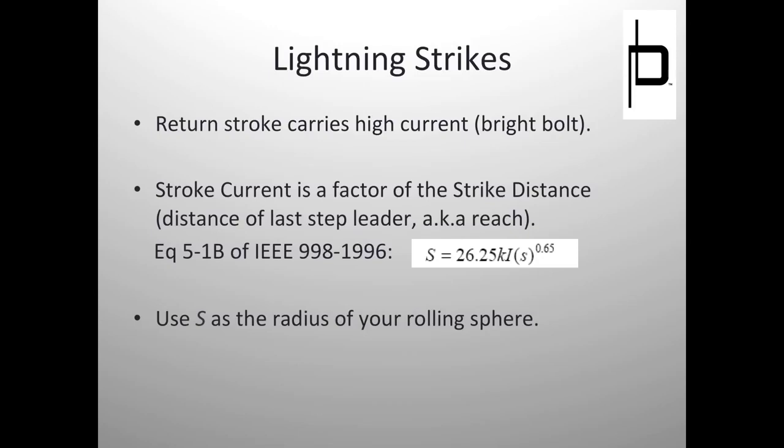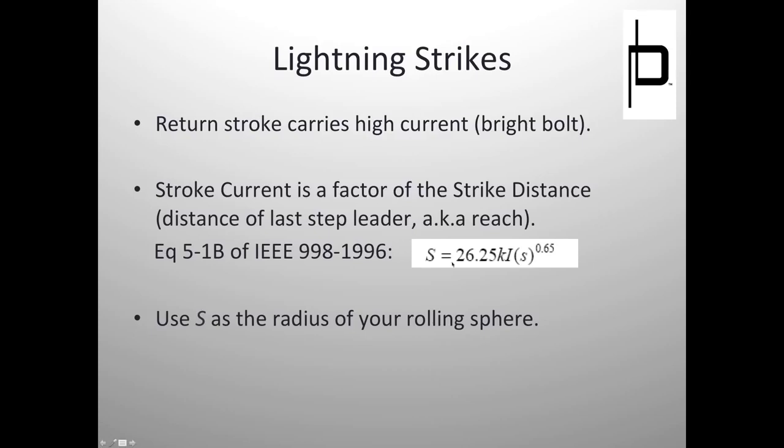All right. That's a good question, and that step leader distance, which I'm going to refer to as the reach of that step leader, you'll see why in a little bit, is how far that step leader can reach, and it is a factor of stroke current. Here's the formula given by IEEE. There's a constant here, IS is stroke current, and S is the strike distance. So you can see if you have higher stroke current, you have a longer strike distance.